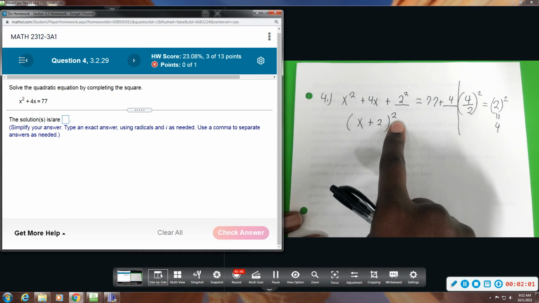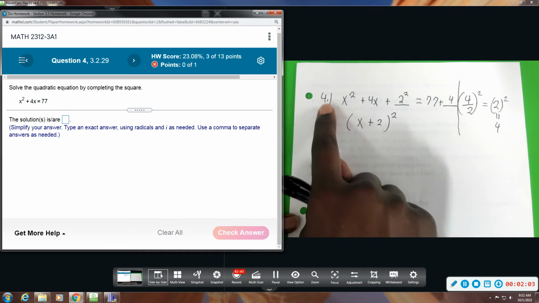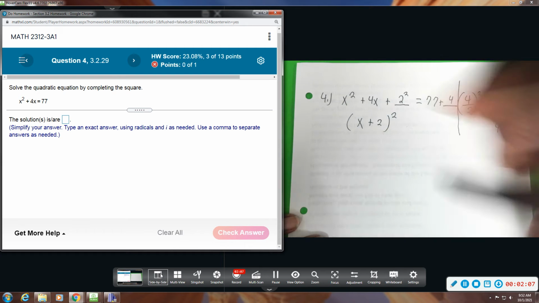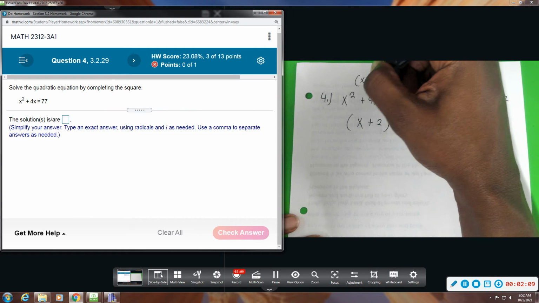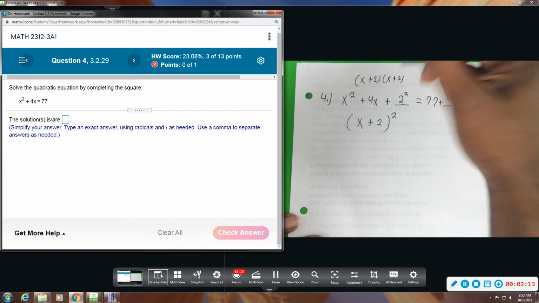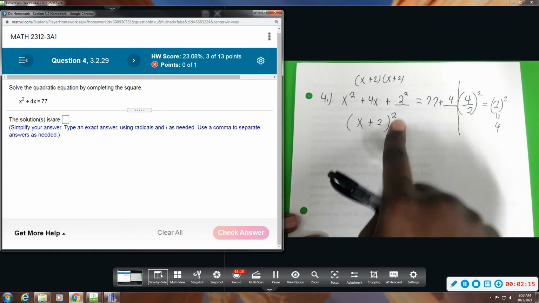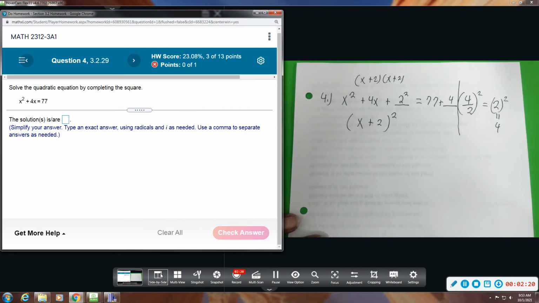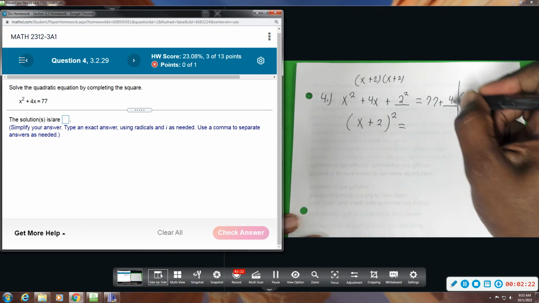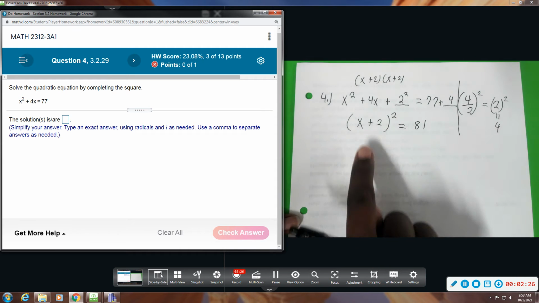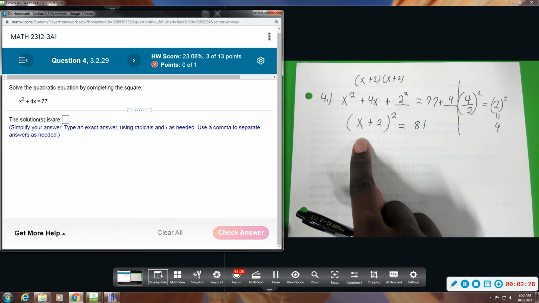Now if you were to FOIL this, you will see that the 4x is still there. We didn't just ignore it or get rid of it. It's still buried in there, but you just have to FOIL it out to see it. You have to do x plus 2 and then x plus 2, because that's what x plus 2 squared means. And then if you FOIL that out, you'll get x squared plus 4x plus 4, which is what that is. On the right side, you simplify, and that will give us 81. And then from here, we can solve the rest of the problem.